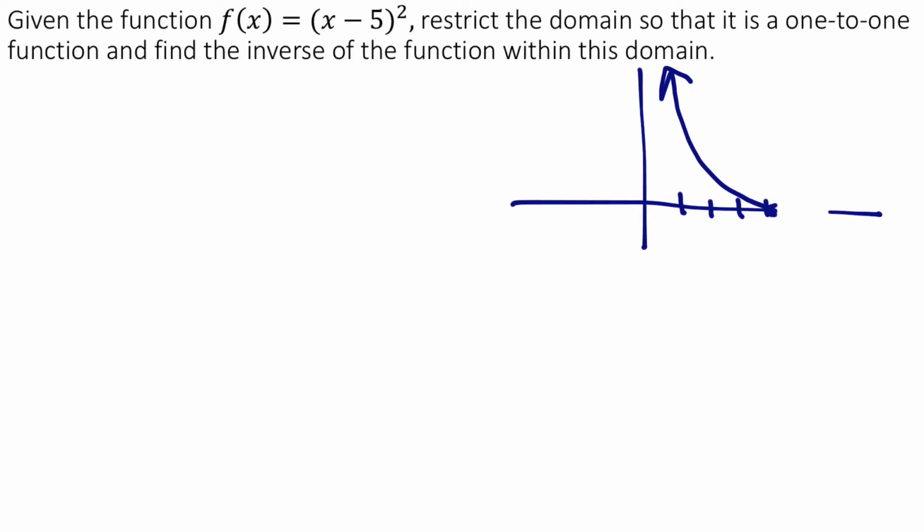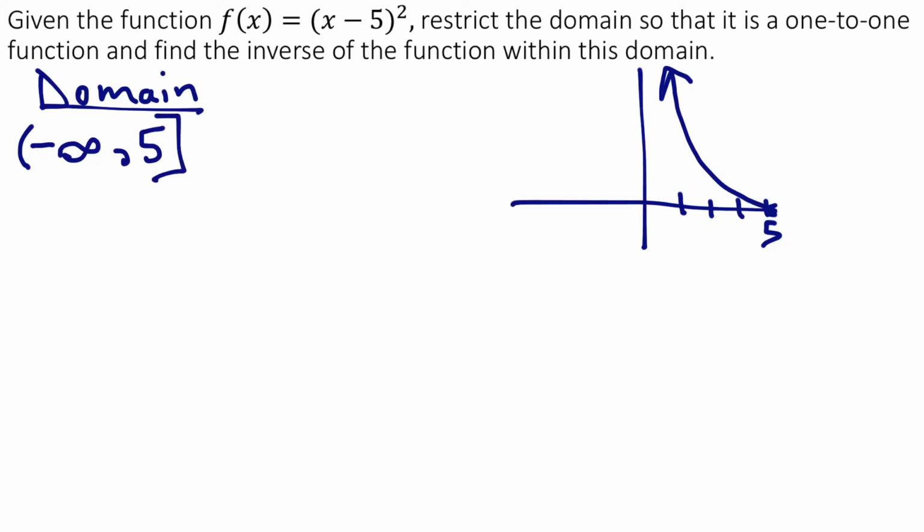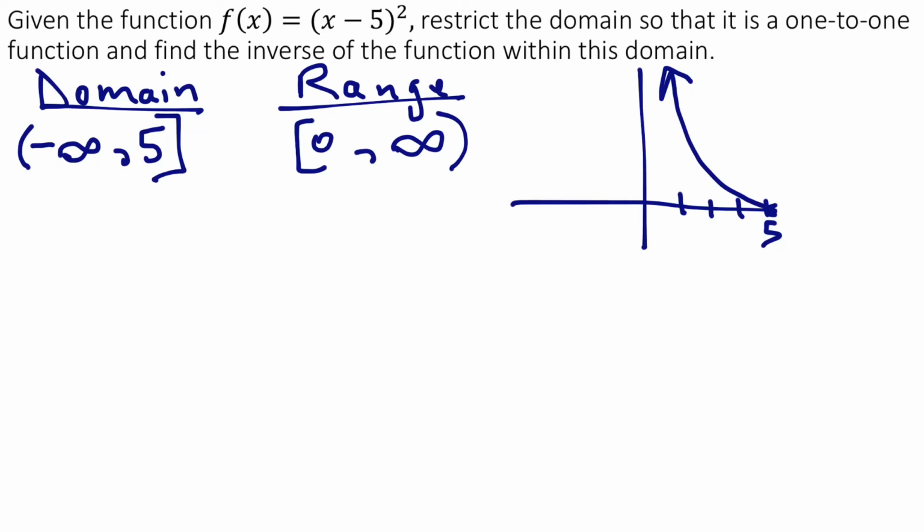So let's write the domain and range of this piece of the graph here. So the domain is anywhere between negative infinity and 5, and the range is anywhere between 0 and positive infinity. All right, so these are all possible x values, and these are all possible y values for the function f of x.